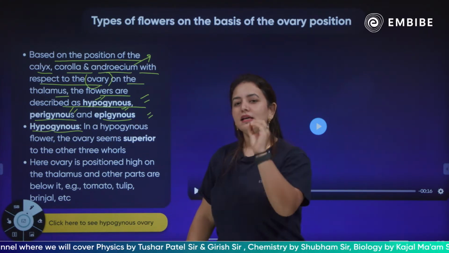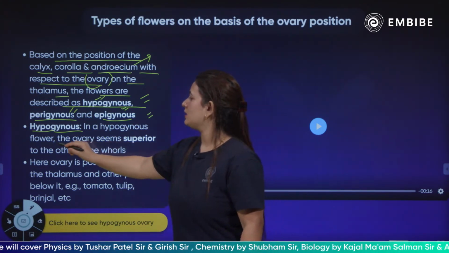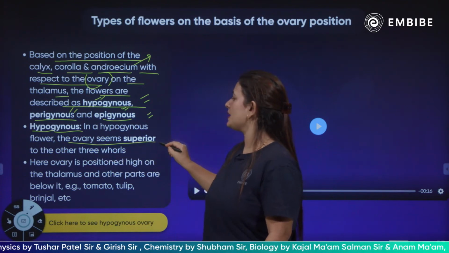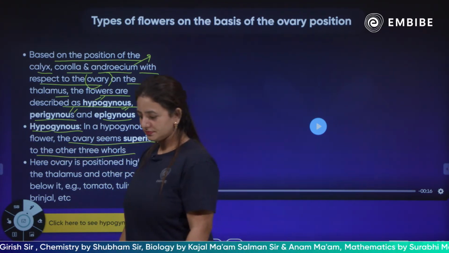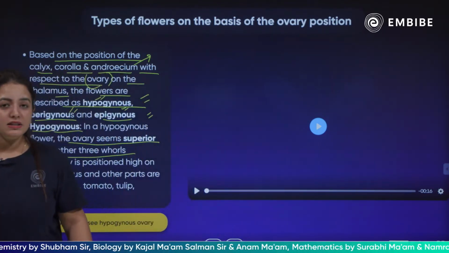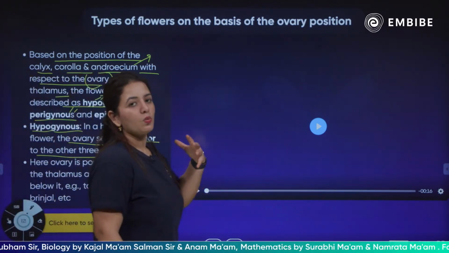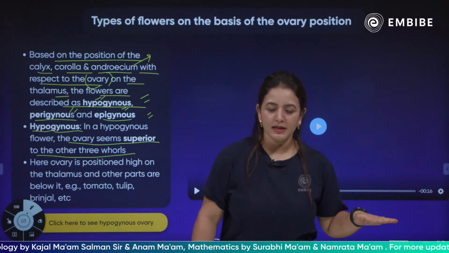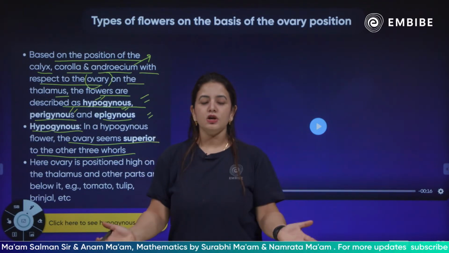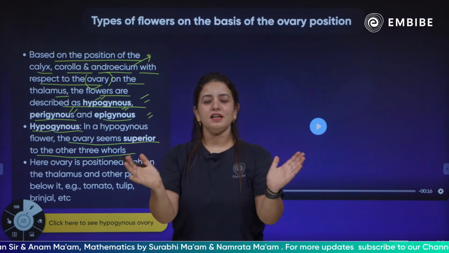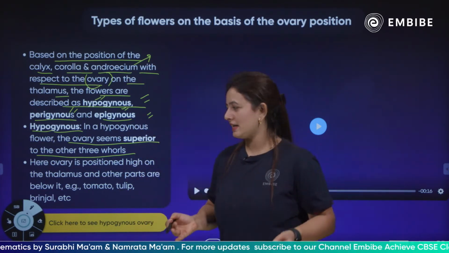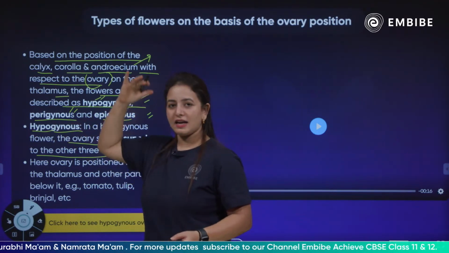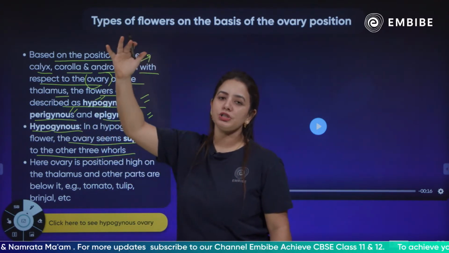It means in this kind of flower, the ovary is superior to the other 3 whorls, which are the calyx, corolla and androecium. All the 3 other whorls will be on the lower side. The ovary would be on the higher level. The term itself is very clear: hypogynous, higher level, gynous means gynoecium.